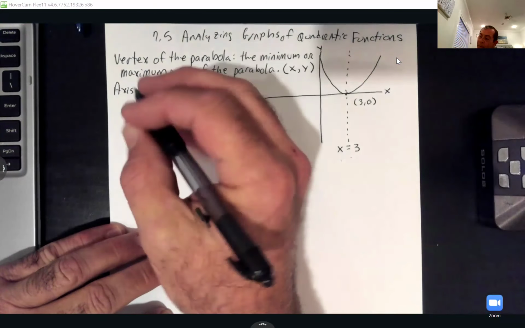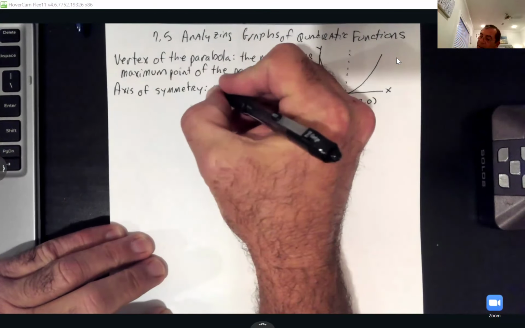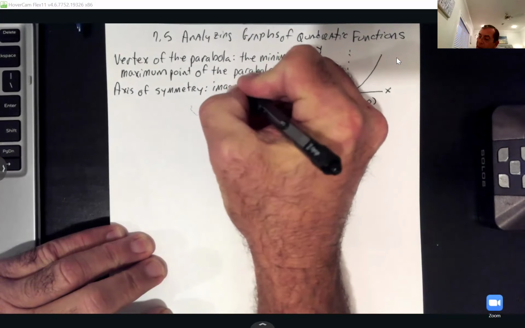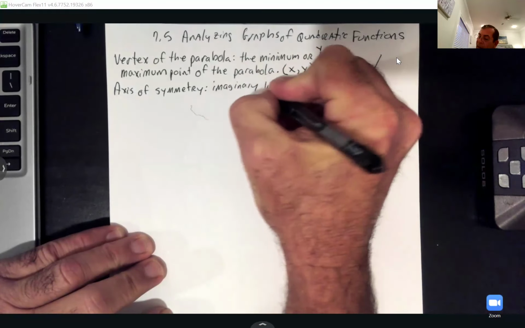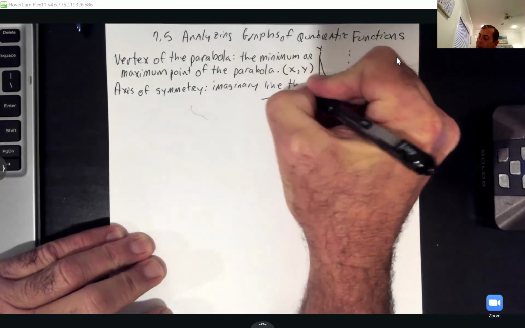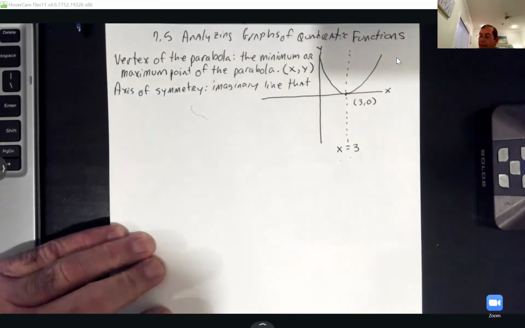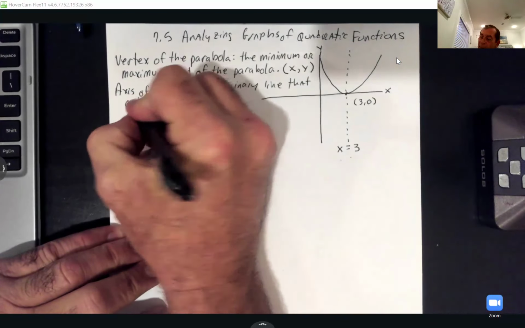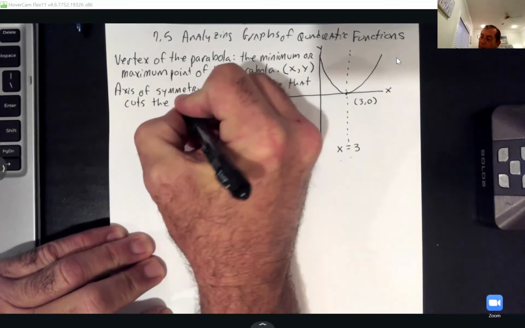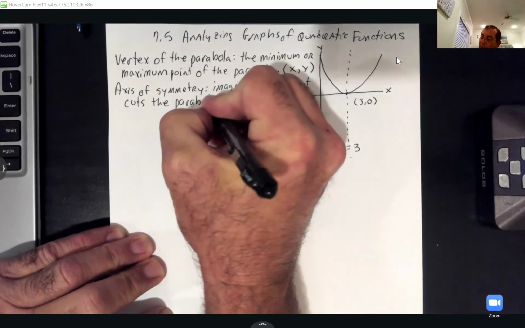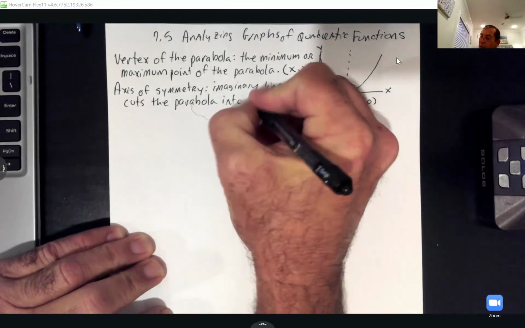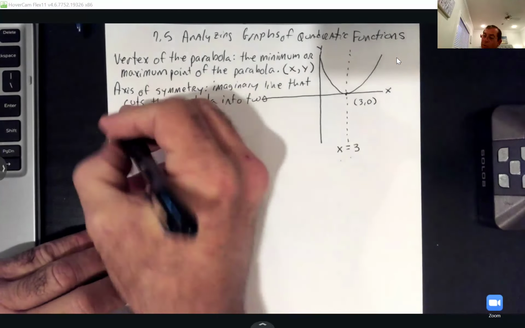So this is an imaginary line that cuts the parabola into 2 equal sides.